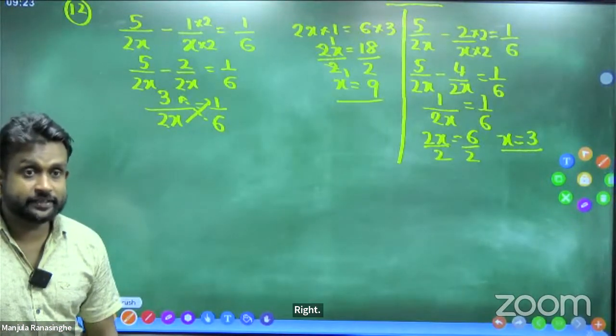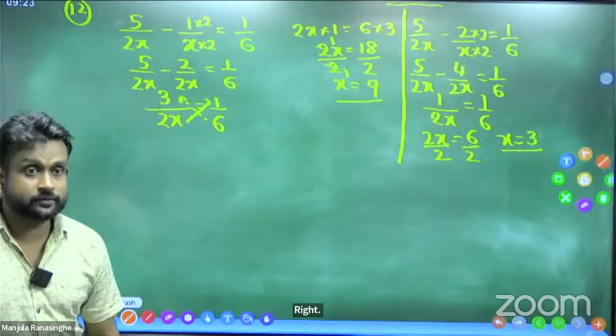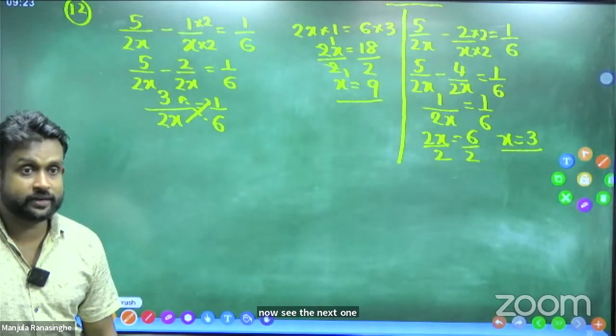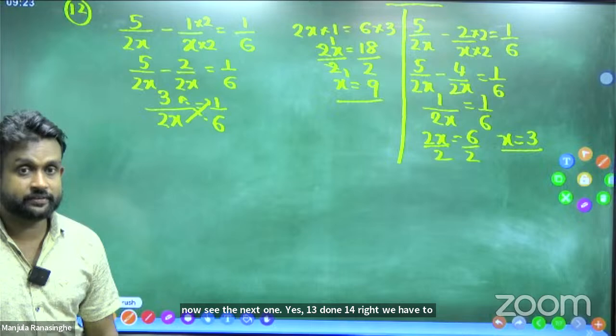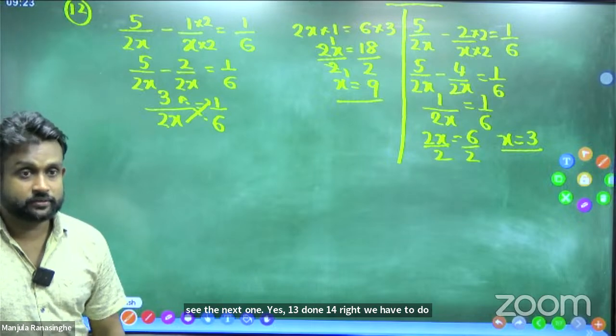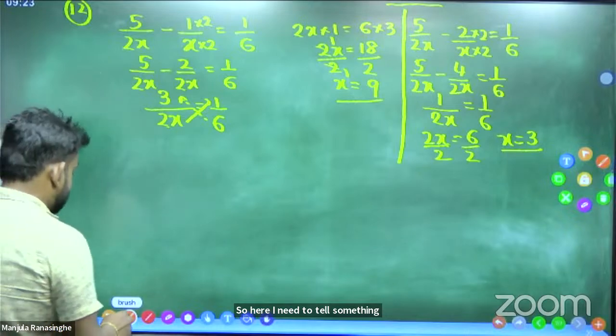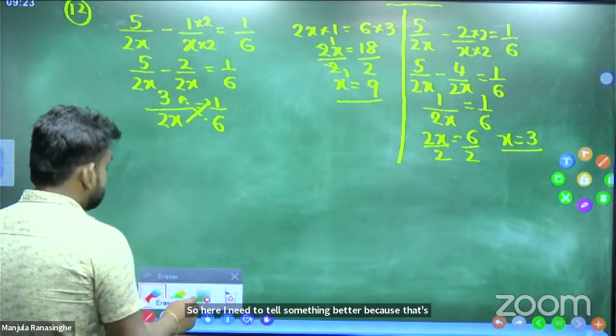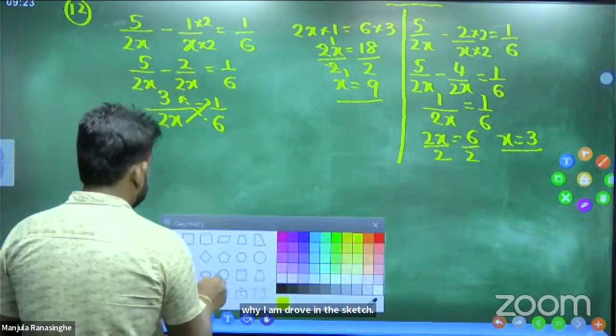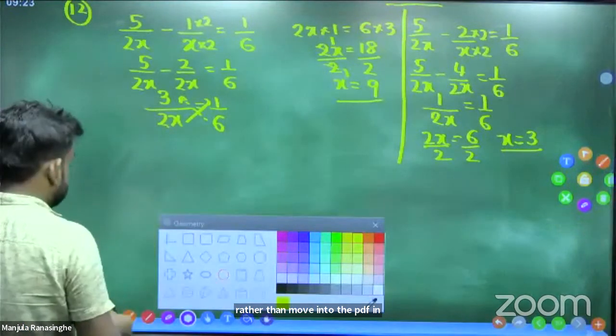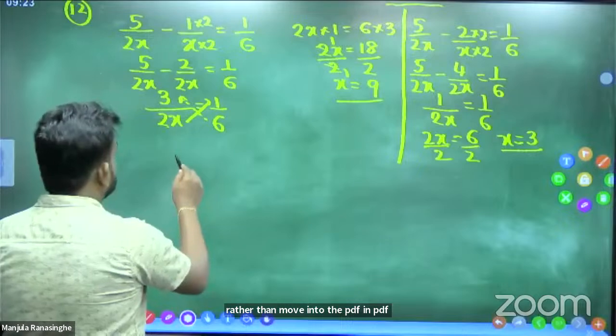Now see the next one. 13 is done, now 14. We have to do 14. Then I will move to the 14th one. Here I need to tell something better, that's why I am drawing the sketch rather than moving to the PDF. In the PDF, you cannot see it nicely.